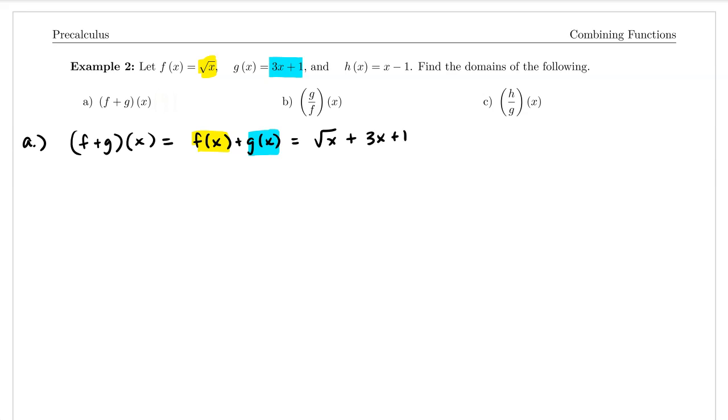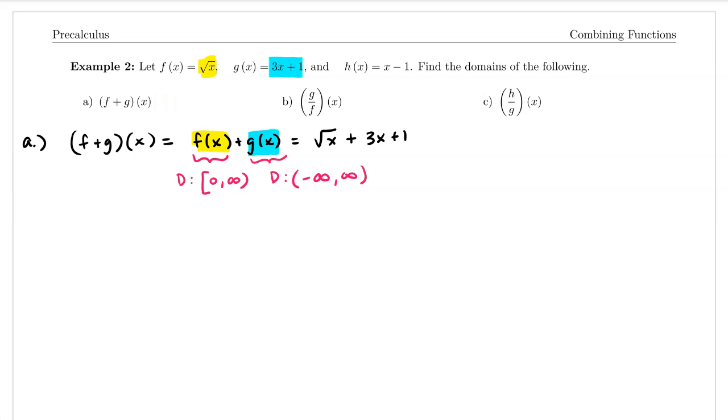So one way that we could go about this is thinking about the domains of each of these separately. So the domain of f of x, which is the square root of x, is all non-negative numbers. And then for g of x, this domain is all real numbers, since 3x plus 1 is a linear function, and unless we have a restricted domain, linear functions are always going to have a domain of all real numbers.